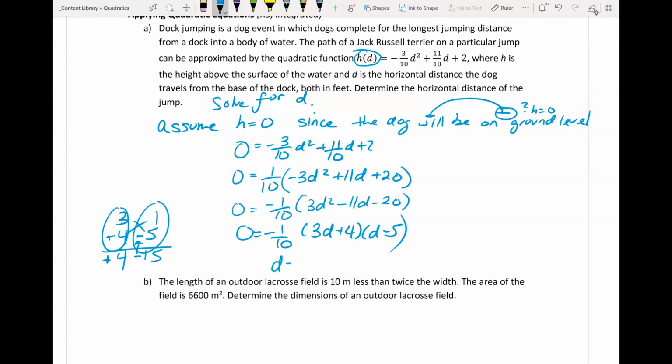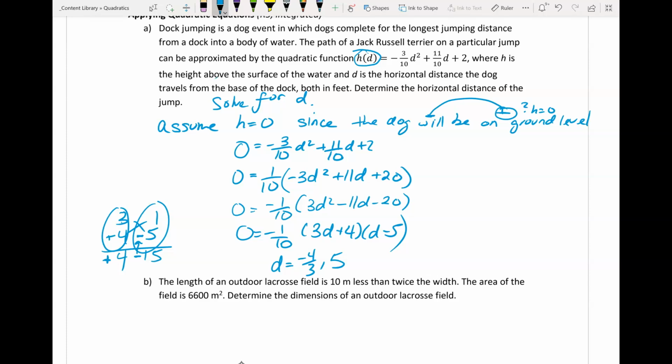And now we can solve for this because 3d plus 4 has to be 0 and d minus 5 has to be 0. And then if that's the case, we're going to get negative 4 over 3 once we solve for 3d plus 4 equals 0. And then d minus 5 equals 0. If we solve for that, that means d is 5.